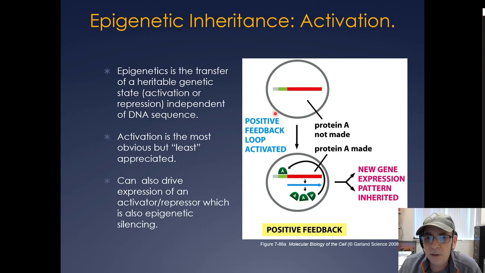For the past couple of decades, everybody's been looking at epigenetic silencing, and they haven't been paying much attention to this. And actually, this may be a very, very important mechanism and driver of disease. Because if this happens, you can also have expression of activators and repressors, which could theoretically change the whole transcriptional program of a cell.